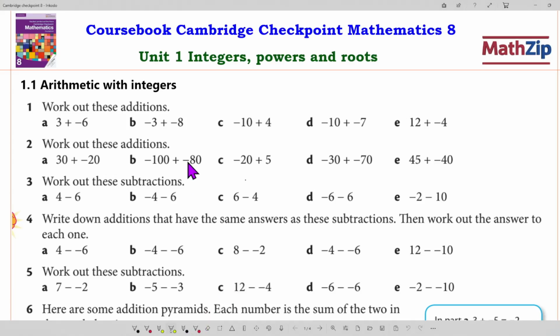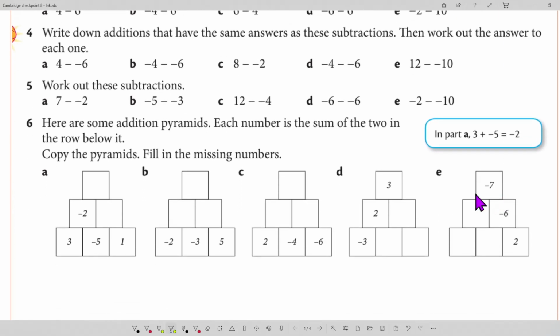Unit 1, Integers, Powers and Roots. We are starting Exercise 1.1, Arithmetic with Integers. In this video, we are trying to solve 6 maths questions.